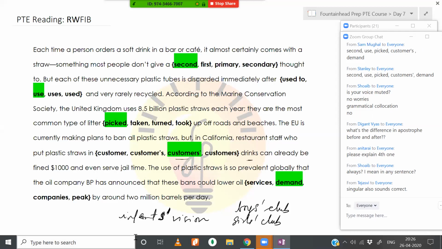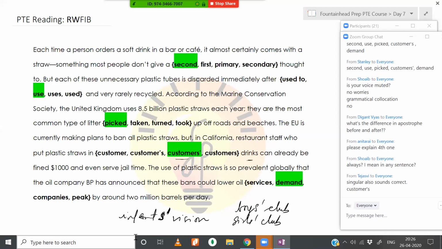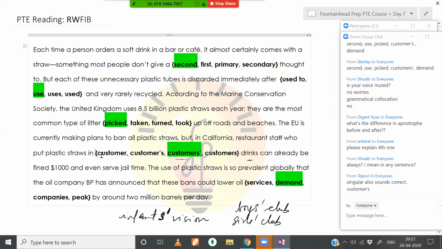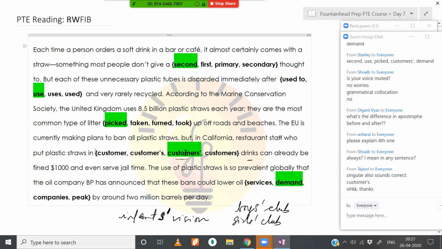Singular also sounds correct. So what exactly did you mean by that, Tejasvi? Yeah. See, if I have to use a singular here, then I would use some article here. But in California, restaurant staff who put plastic straws in customers' drinks. So that is why it's not singular here. We are clearly talking about plural, many customers. Is it clear to all of you?